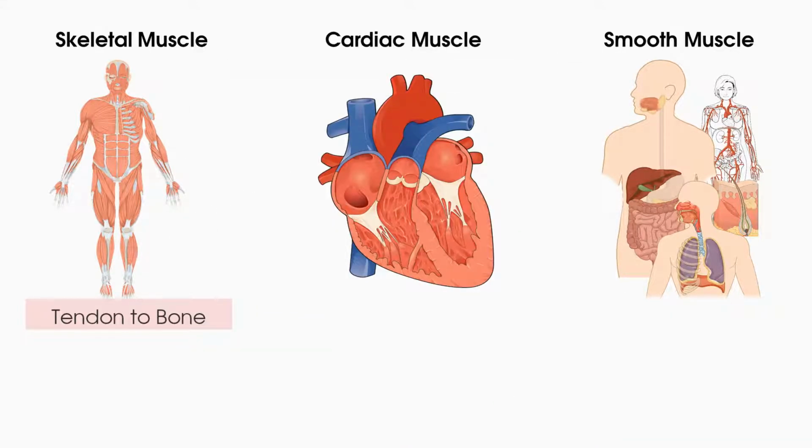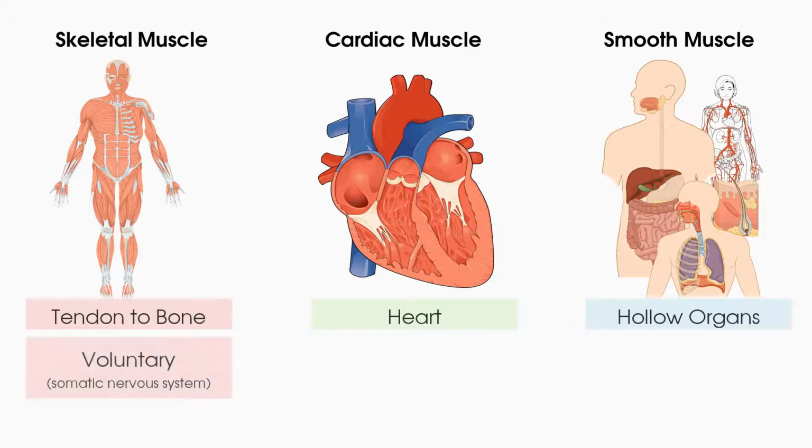So then cardiac muscle is only found in our heart, and smooth muscle, as a general rule, just lines hollow organs. So now let's think about their control. So we can control all of our skeletal muscles on our own. So for instance, we can move our arms and legs as we please, so we would say that these are under voluntary control.